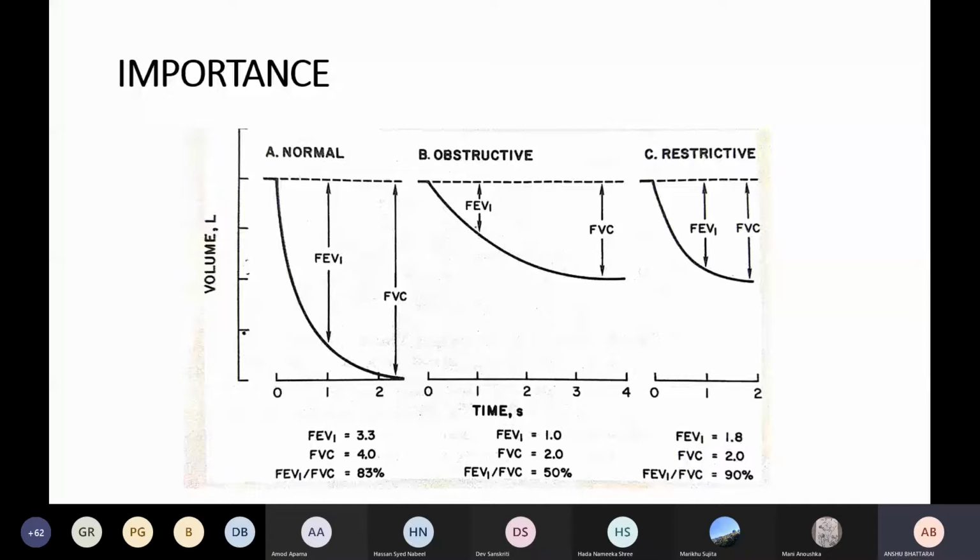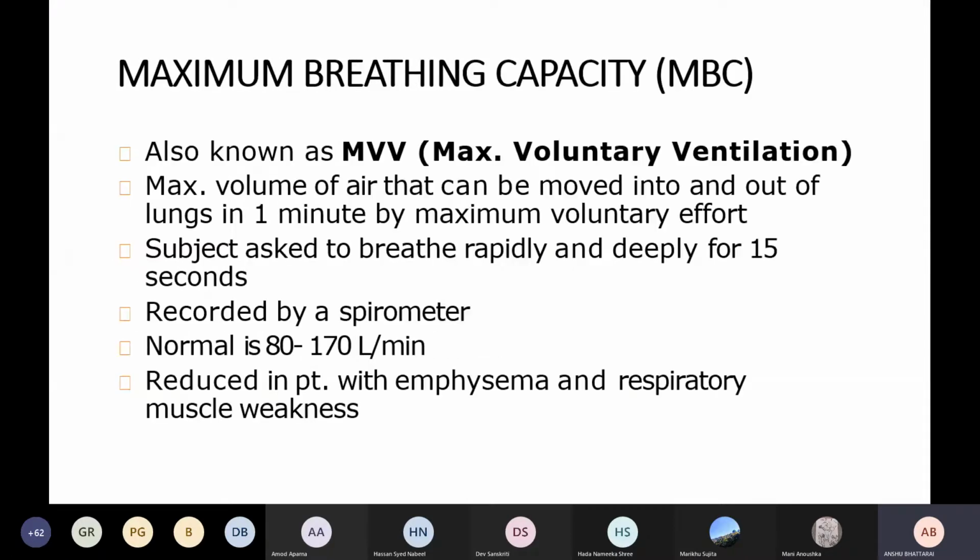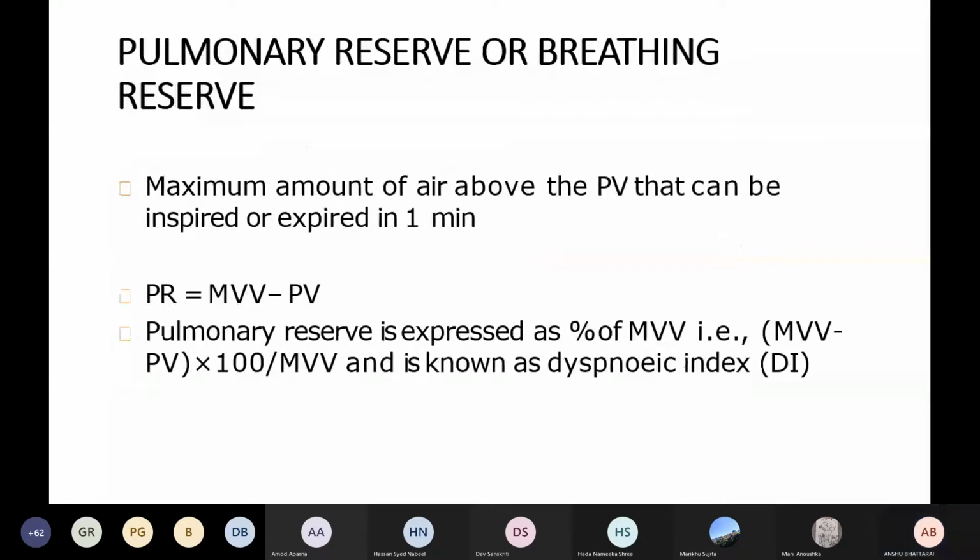Now these things you have to read by yourself. Okay, these are just some definitions, and I hope you go through them in these slides. So the minute ventilation or pulmonary ventilation, maximum breathing capacity, pulmonary reserve. I'm going to be uploading slides, so please go through them.